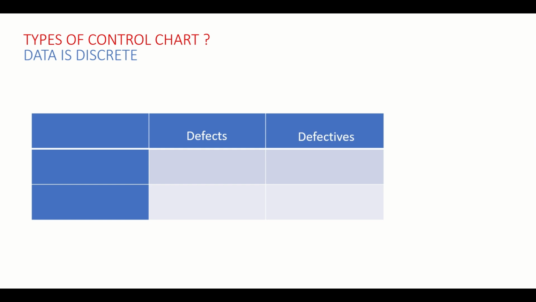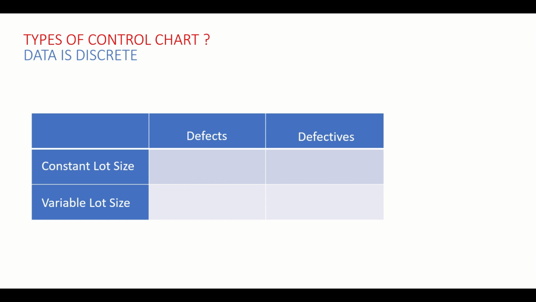Let us first understand the difference between defects and defectives. Any product or service which is not meeting customer requirement is a defect, and there are n number of defects that a unit can have, and when the unit has a defect, it becomes a defective unit. So some customers are measuring us on defects and some customers are measuring us on defective units.